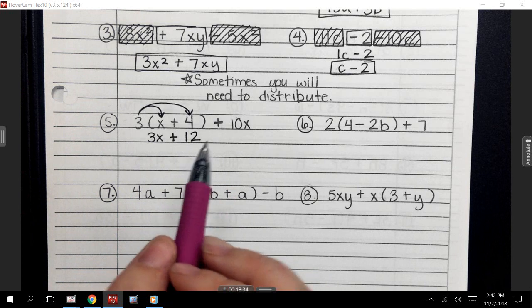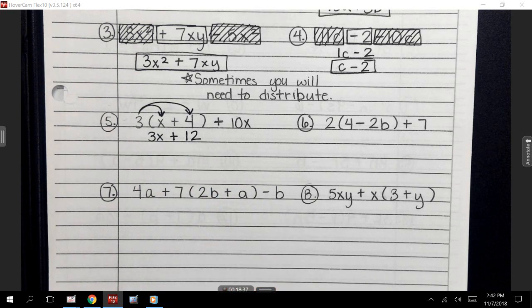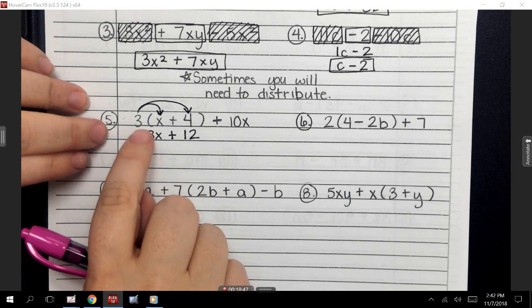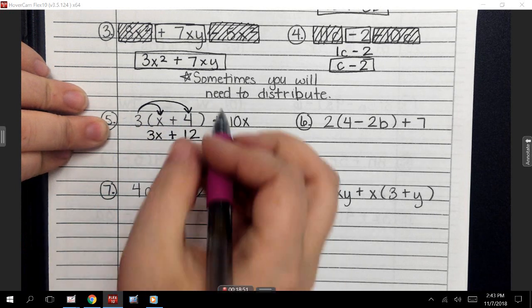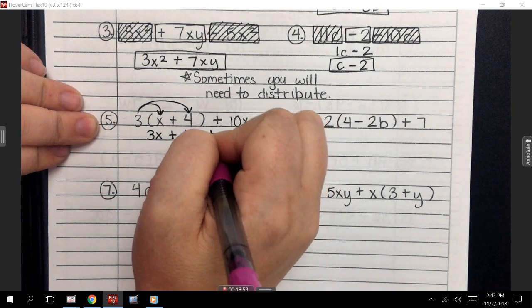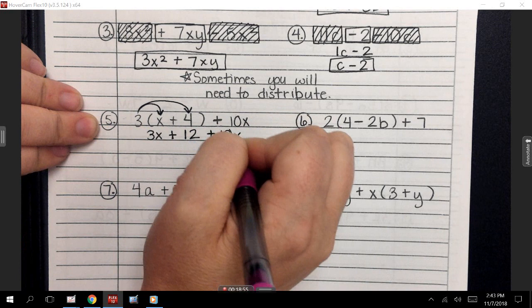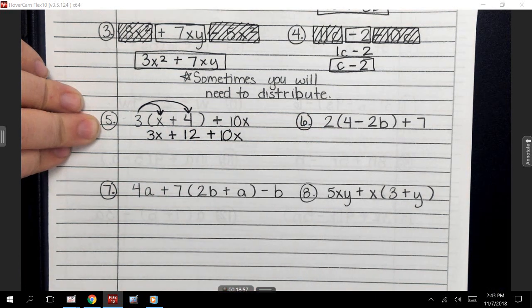No. Y'all, this classroom is like my parentheses. It's where I have to stay. It's where I have to teach math. I can't go start teaching in Miss Steele's room. I've got to stay in my classroom. 3 has to stay inside the parentheses. So that plus 10x, I'm just going to bring it down because it's not in the parentheses. We're just going to leave it like it is.